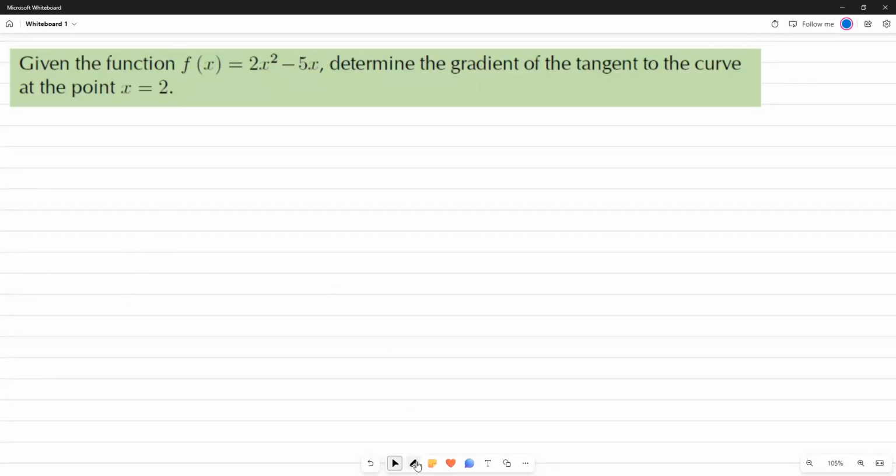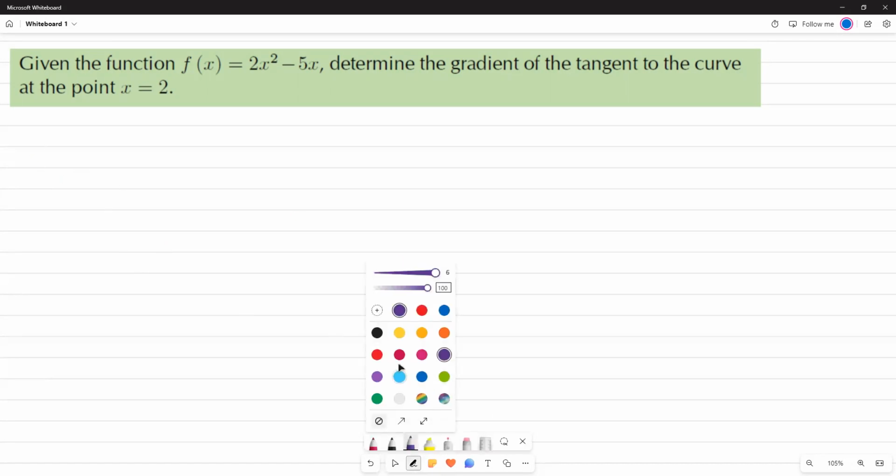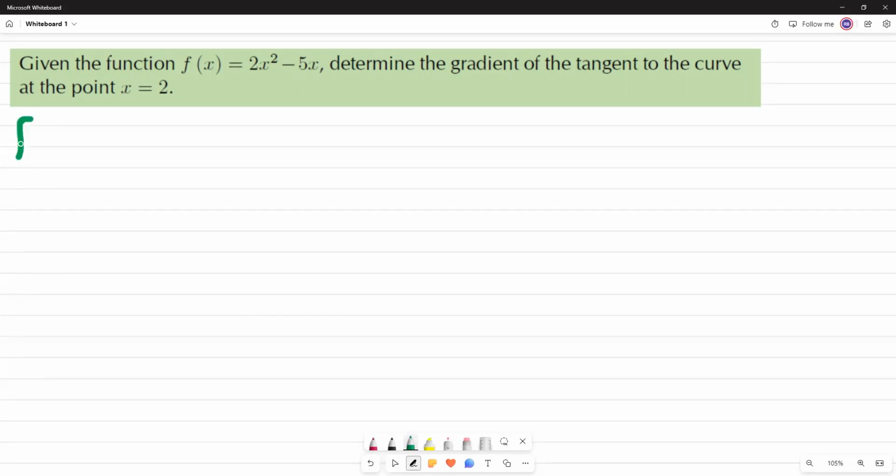Okay, now that you have attempted, let's do it. So I'm going to just choose a different color. Feel like a different color. Let me take this green. Perfect. So we're firstly going to start by using the rule. Remember the rule is you take the exponent, you multiply by the coefficient. So it's going to be 4x. And then you minus 1 there. So it's going to be 4x to the power 1, right? And then you're going to have minus 5.